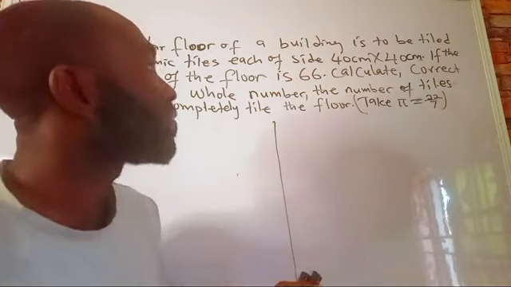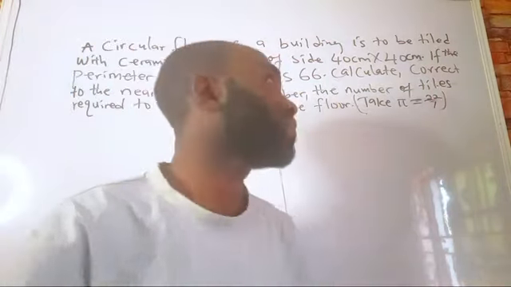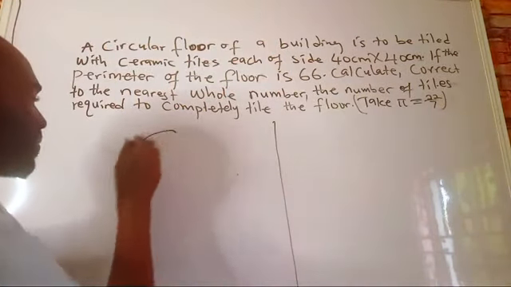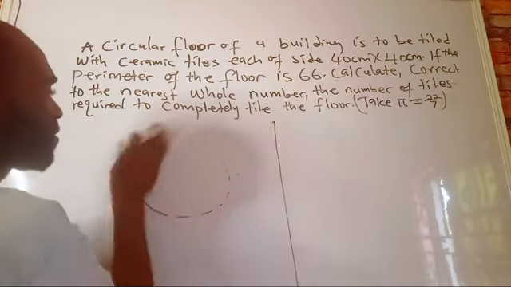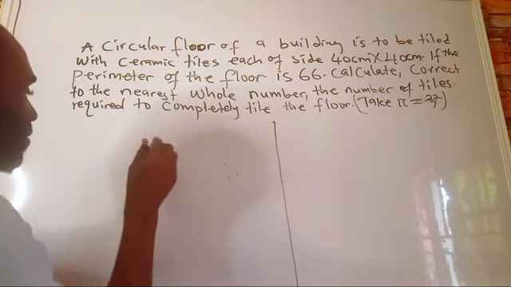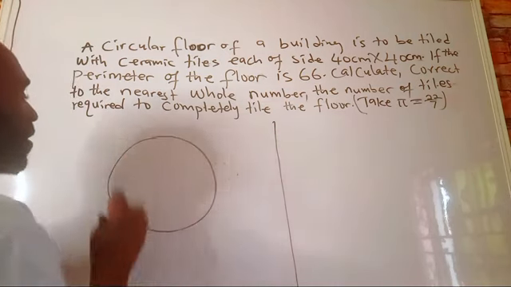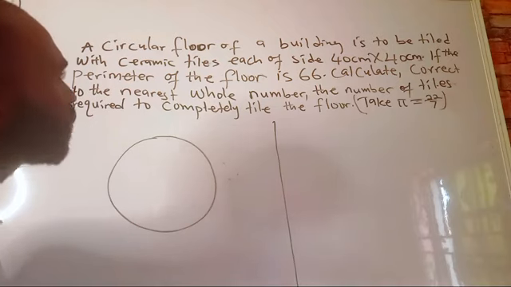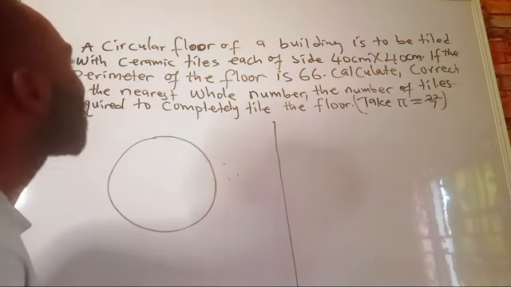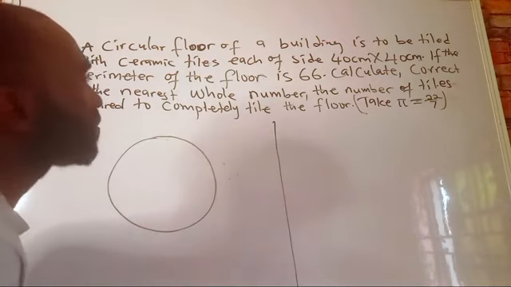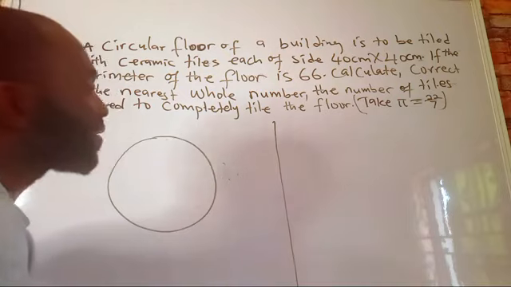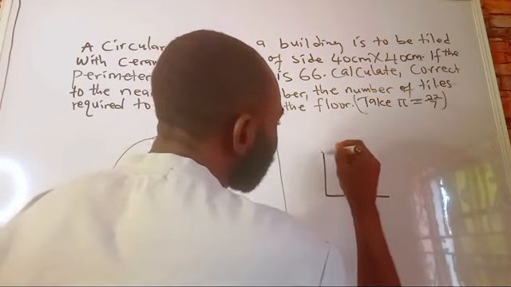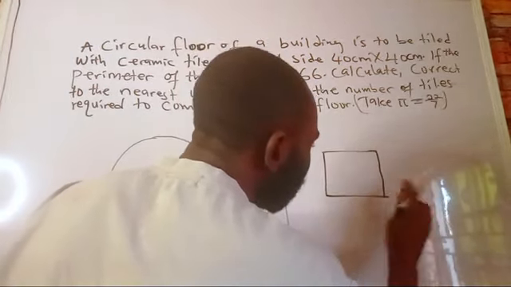So in this question, it's a practical question about a circular building. Let's assume this is the floor of the building, and this is a part drawing, and this is a circle. The question says the floor is to be tiled with ceramic tiles, each of side 40 by 40. That should tell you that it is a typical square.